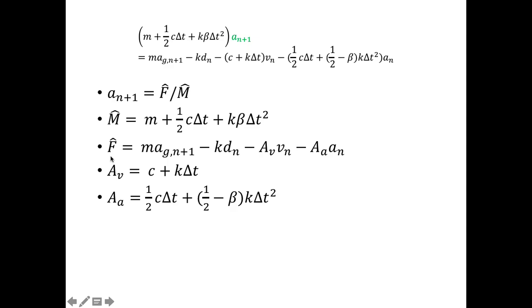In this equation, only f hat contains things that change step by step. This last step value changes step by step. Other things are constant. So we calculate m hat, av, and aa before the step-by-step calculation. And the other things will be updated step by step. And we can go from step 0 to the final step n.